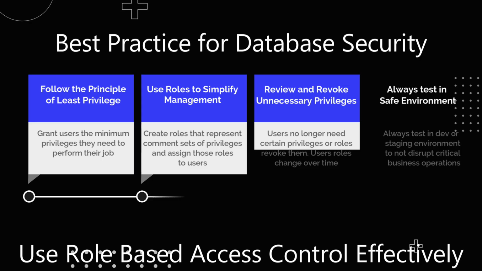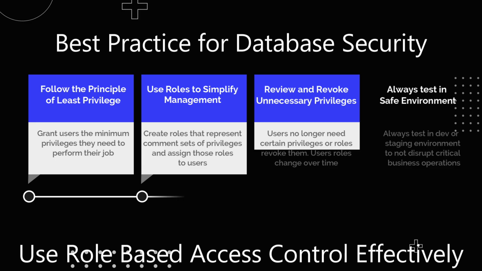Number 3, regularly review and revoke unnecessary privileges. If users no longer need certain privileges or roles, revoke them immediately. Over time, users' roles and responsibilities may change, so it's essential to audit and maintain access control.